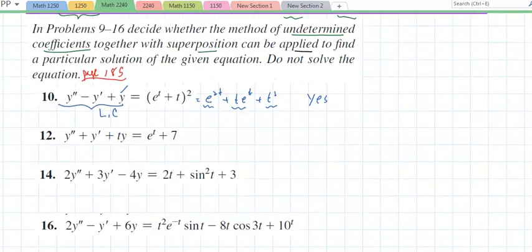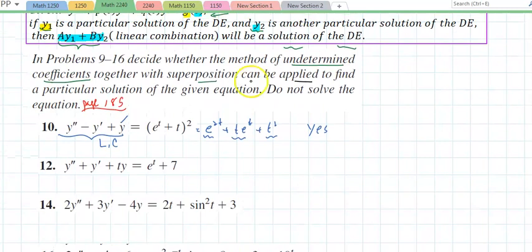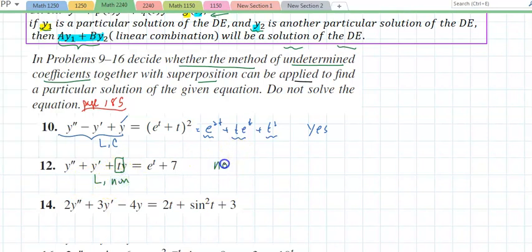So we don't need to solve, we just need to decide whether the method works or not. When I look at this problem, I notice this is linear, but with non-constant coefficients. So because of the non-constant coefficients, we cannot use the method of undetermined coefficients. Basically, nothing in this chapter so far.